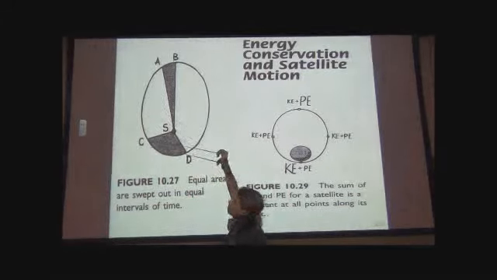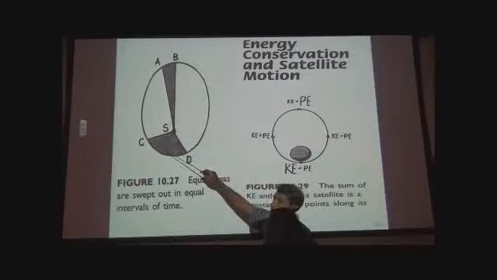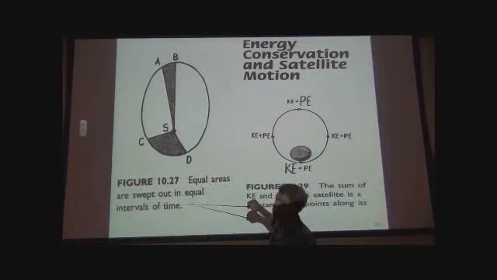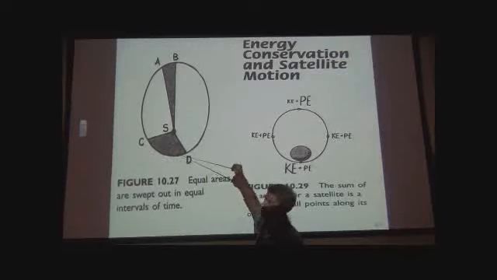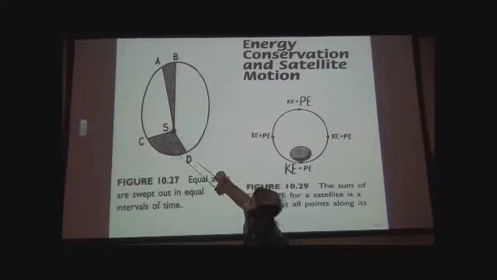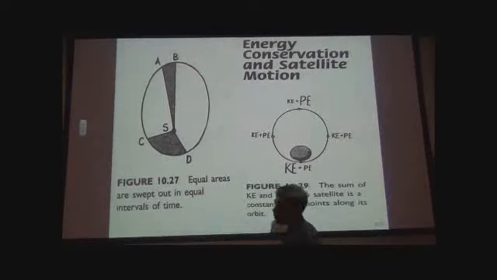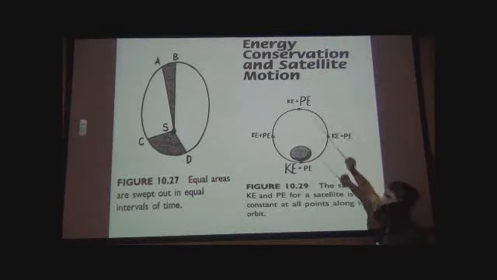It just turns out that if you go through all of the math, you end up with the Earth sweeping out an equal area in an equal interval of time. So this area here that is subtended by this triangle with a circle at the end is equal to the area here is equal to the area here, for whatever that's worth, right? And that's largely based on conservation of energy applied to satellite motion.